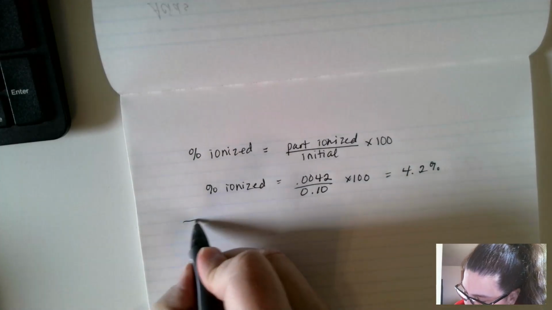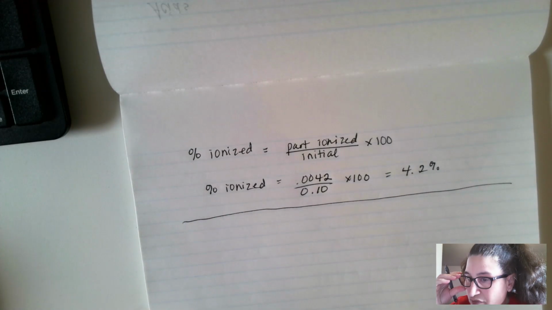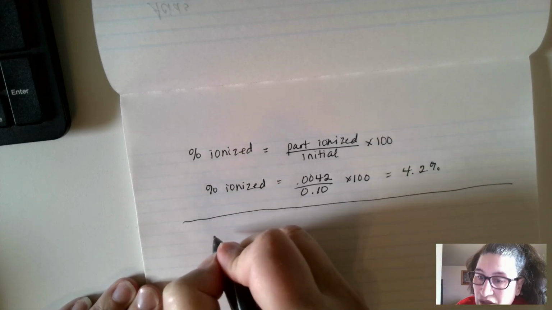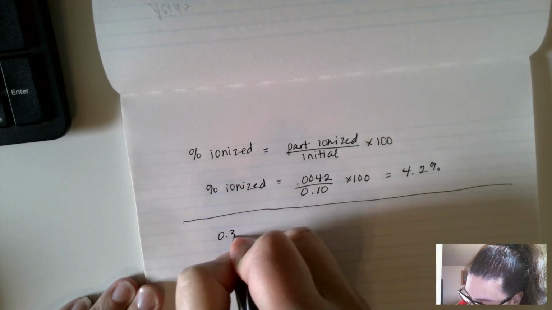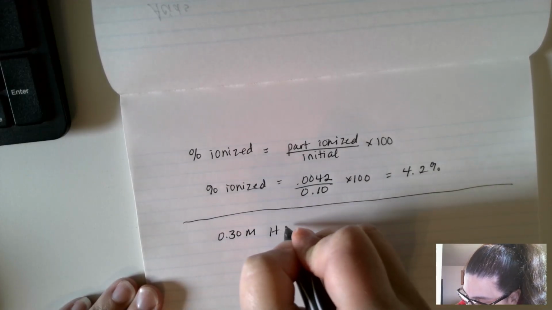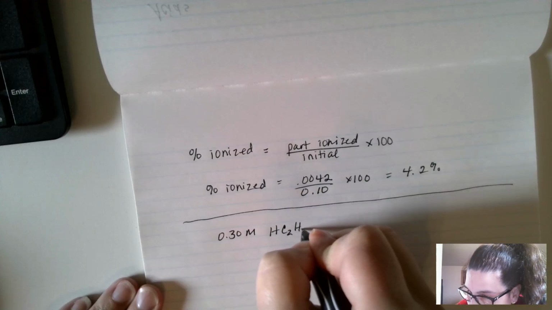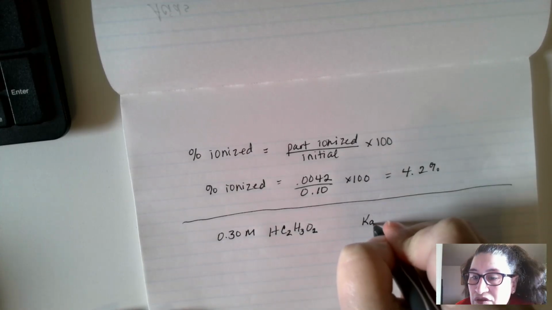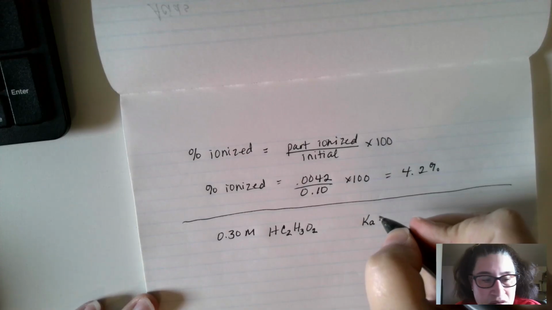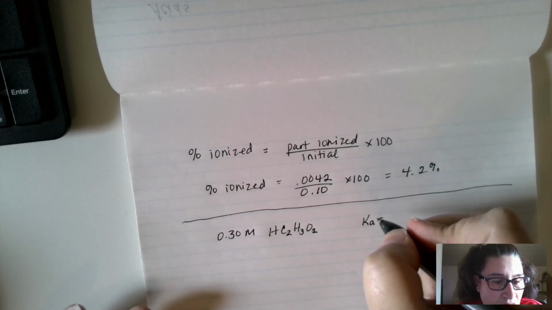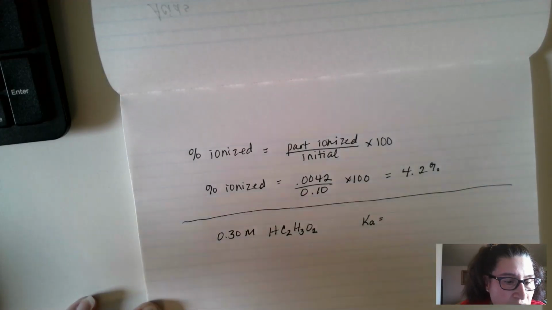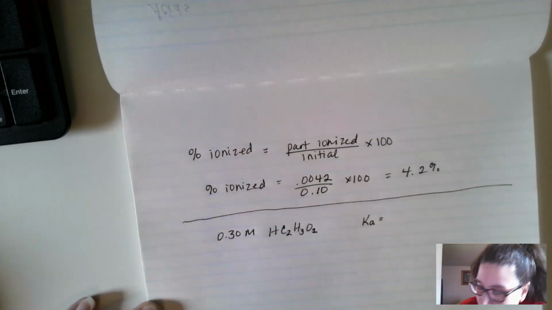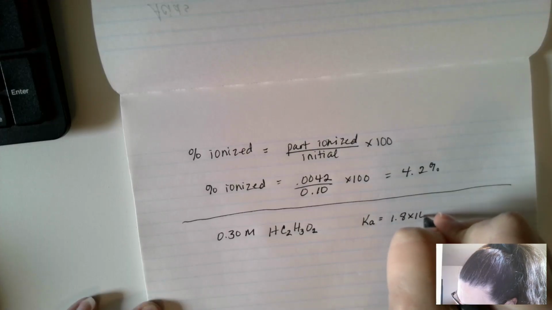Now we're going to do an example where we're given the Ka and asked to find the H+. Let's say we have a solution that is 0.30 molar acetic acid, and Ka for acetic acid is 1.8 times 10 to the negative fifth.